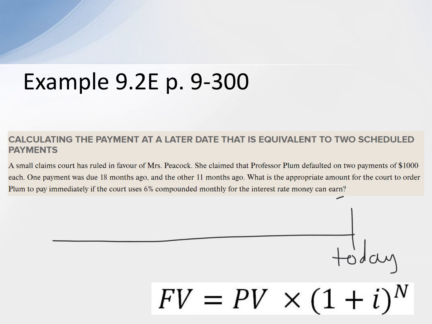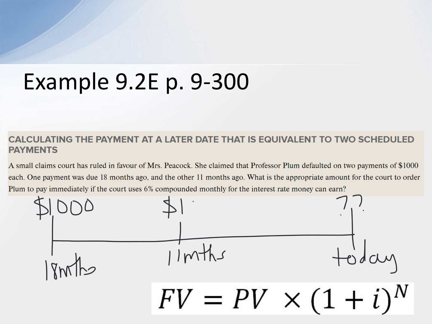This is when we're looking at how much is owed that would be an appropriate amount. 18 months ago, there was a value of $1,000 owed, which was not paid. 11 months ago, there was another $1,000 payment that was not paid. Okay, so we're going to be finding the future value of those 2 payments today.